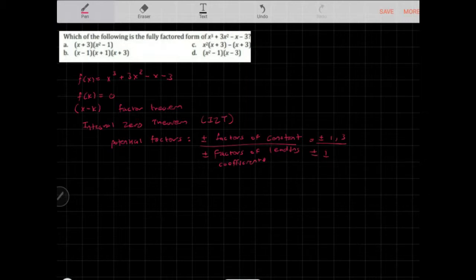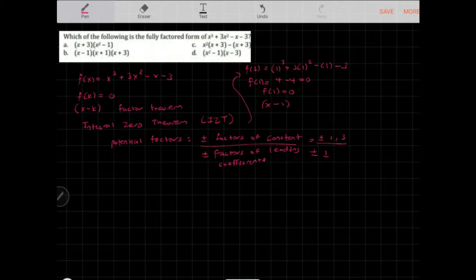Let's figure out one of the factors, and then we can use synthetic division or long division to find the rest of the factors. So I'm going to start by testing out f of 1. If I do f of 1 here, you get 1 cubed plus 3 times 1 squared minus 1 minus 3. This is going to give me 4 minus 4, which is 0. So this actually worked out. f of 1 is equal to 0, so according to the factor theorem, x minus 1 is a factor.